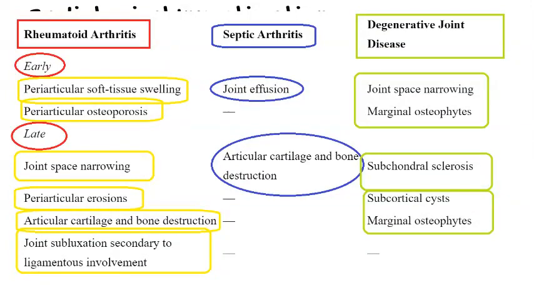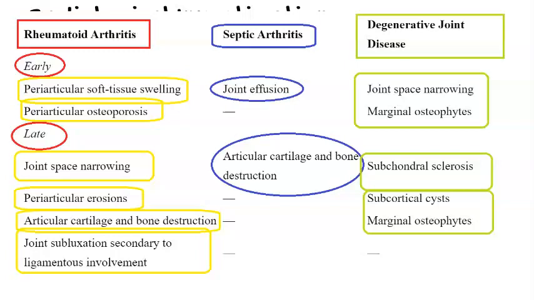For rheumatoid arthritis, for early changes, there is periarticular soft tissue swelling, periarticular osteoporosis. For late changes, there is joint space narrowing, periarticular erosion, articular cartilage and bone destruction, joint subluxation secondary to ligamentous involvement.